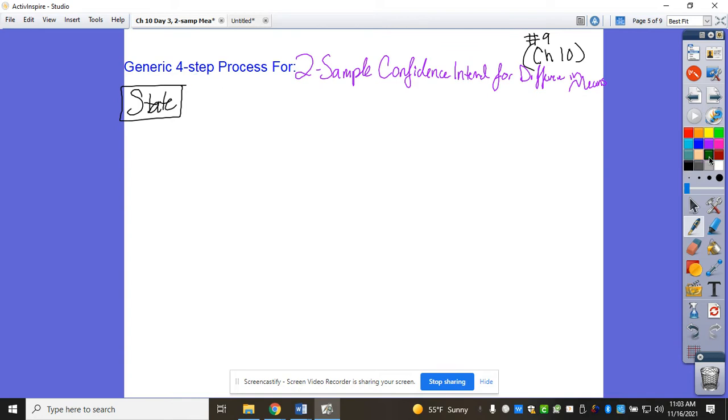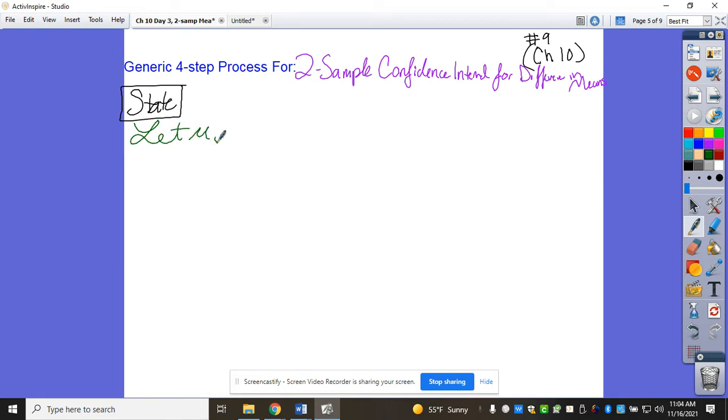I mean, yes, we're dealing with means instead of proportions, so your equations will change, your normal condition will change, your words will change, but process-wise, it's really pretty similar to what we've done. So where do I start with state? And I'm going to start by defining what?